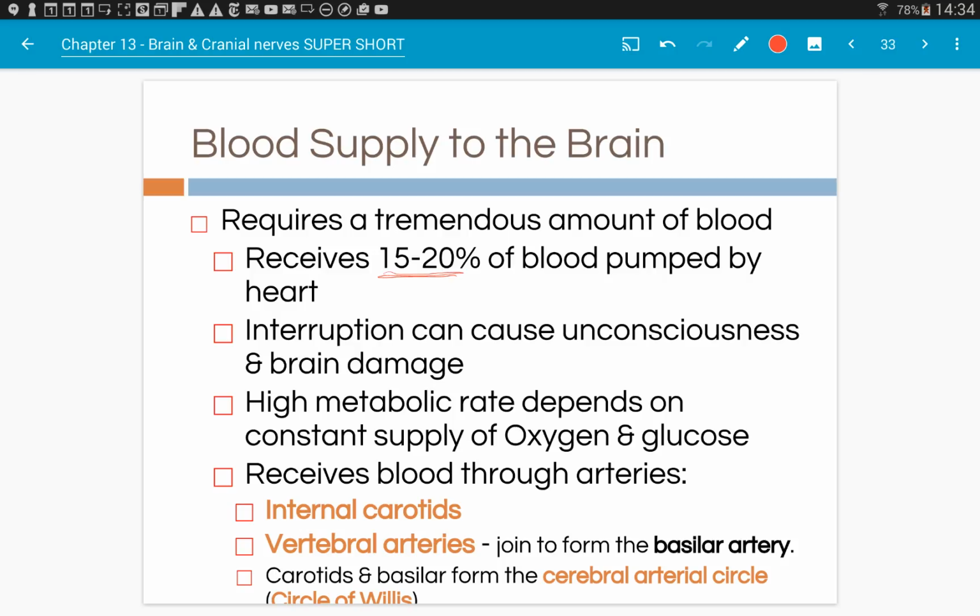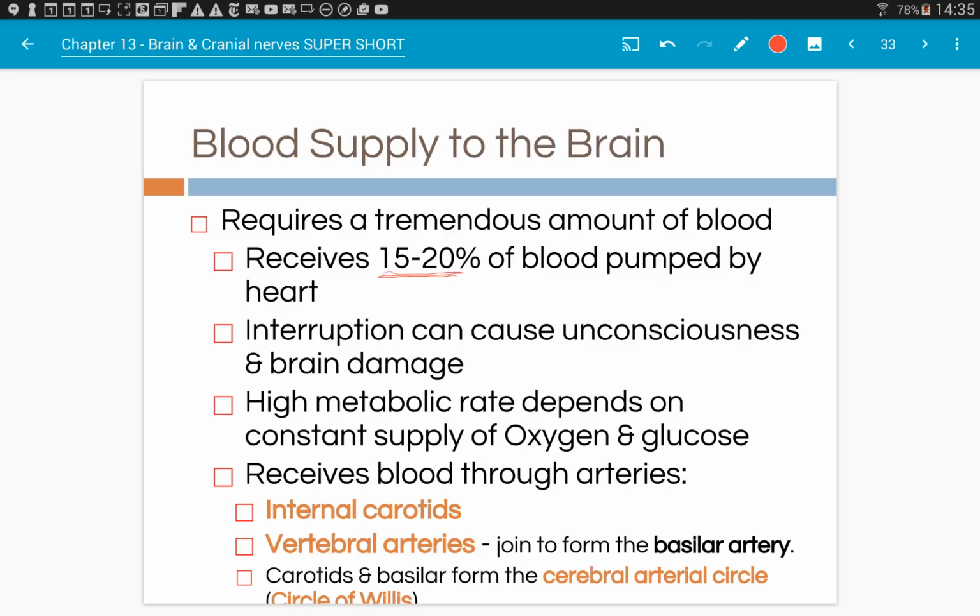Okay? And there are 4 main arteries that do that. You have your 2 internal carotids, and you have your vertebral arteries, right and left vertebral arteries. I am jumping ahead of myself. Okay, so if you have any interruption in the blood supply, even for a fairly short period of time, it can lead to unconsciousness, cell death. So cell death would be leading to brain damage, and then worst would be death.